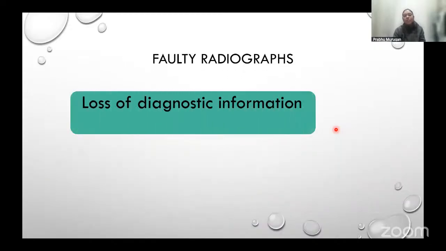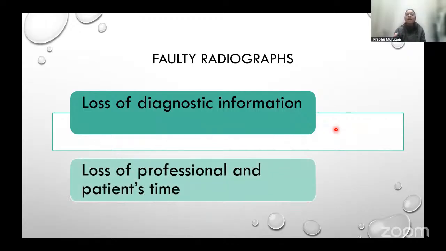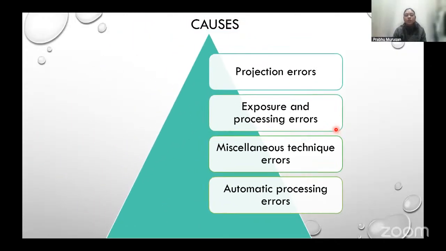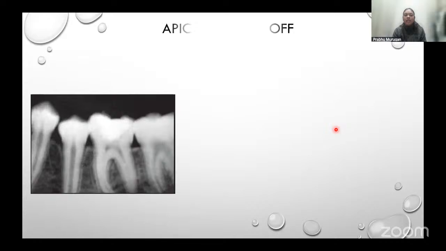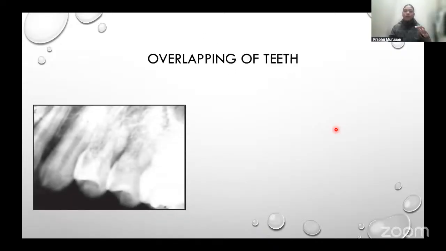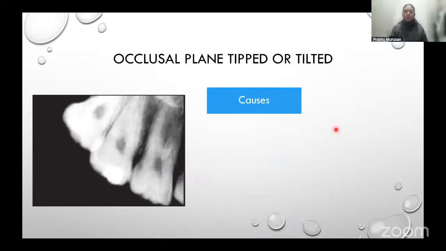The reason why we should know about artifacts of faulty radiographs is that there is going to be loss of diagnostic information, and it is going to confuse you with your diagnosis. It can sometimes mimic pathology. These artifacts are caused by four main errors: projection errors, processing or exposure errors, technique errors, or automatic processing errors. I'll just brush through it. Improper positioning errors can lead to the apical end being cut off, or overlapping of the teeth can take place, foreshortening and elongation.